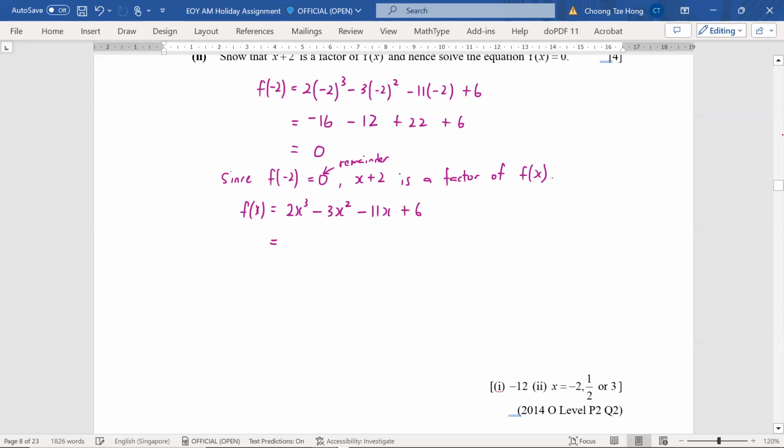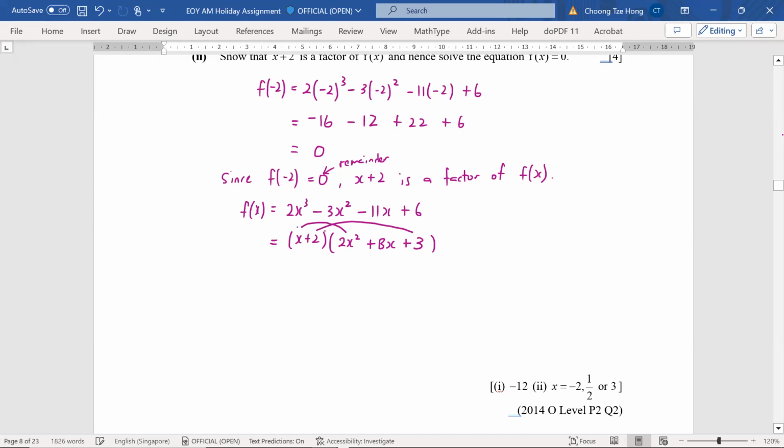Remember we already know one of the factors because f(minus 2) is 0, so x plus 2 is a factor. We can easily tell what some of the terms inside the quadratic factor are. Ask yourself: x times what will give you 2x cubed? You should realize that it's 2x squared. It's only the center term that is harder to find, so we let it be bx first. The last term is also not difficult to find: 2 times what will give you plus 6? It's plus 3.